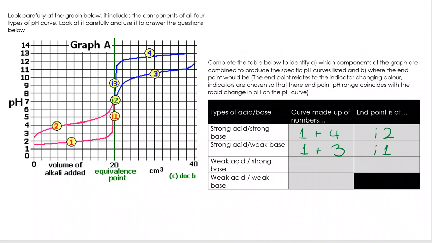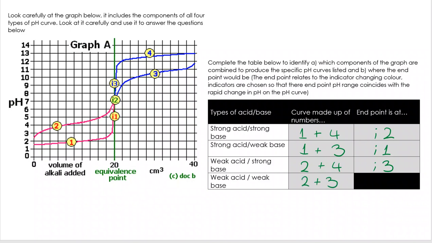A weak acid and a strong base. Well, a weak acid, I'm going to start at number 2. I've got my lip, I'm at a higher pH, but my strong base means I'm going to go right the way up and along here. And for this one, my endpoint would be at I3 on that steep part of the curve. Really important for when we get to indicators later.